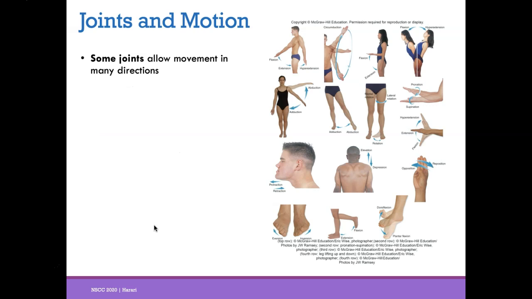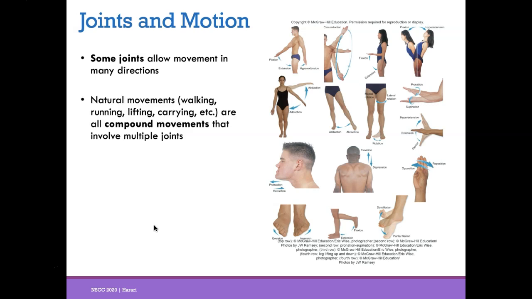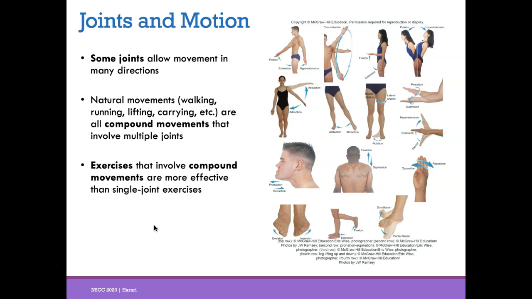So some joints allow movement in many directions, and natural movements like walking or running are actually compound movements. It's multiple types of movements that involve multiple types of joints. And usually exercises that involve compound movements are more effective than single joint exercises. So if you have an option to do some kind of exercise where you utilize multiple types of joints and different movements, that tends to be more effective. And physical therapy is a type of therapy that focuses on particular joints or particular muscle groups for rehabilitation.